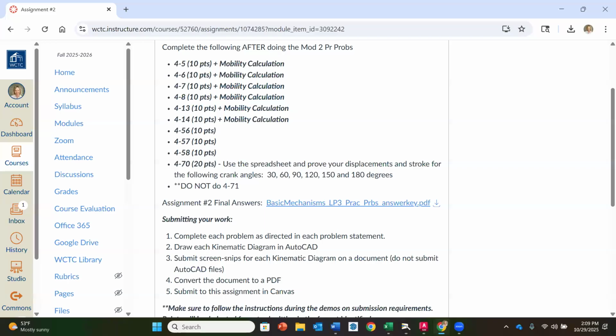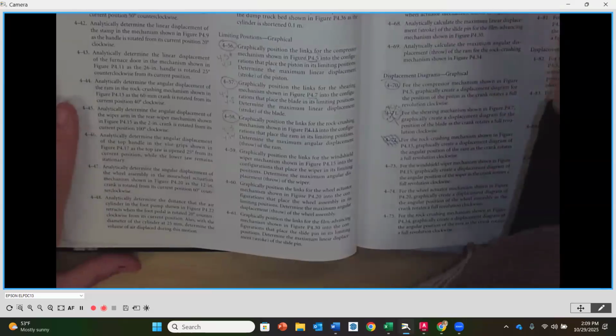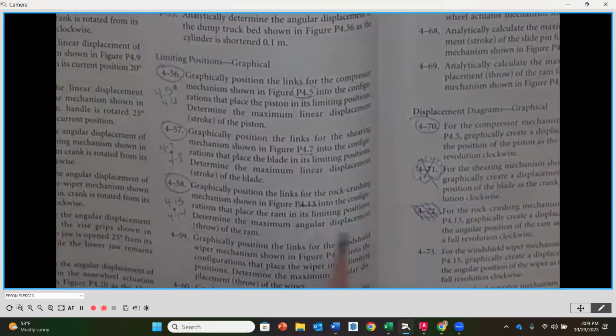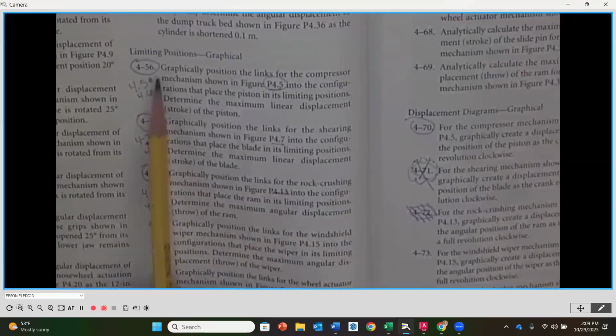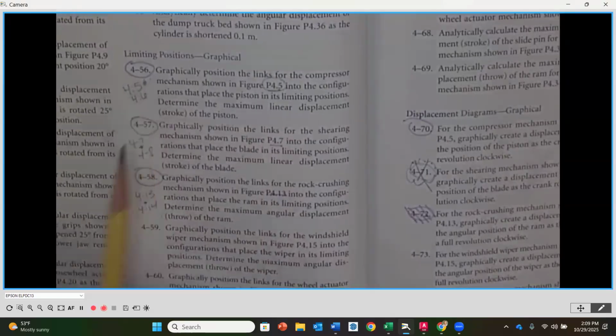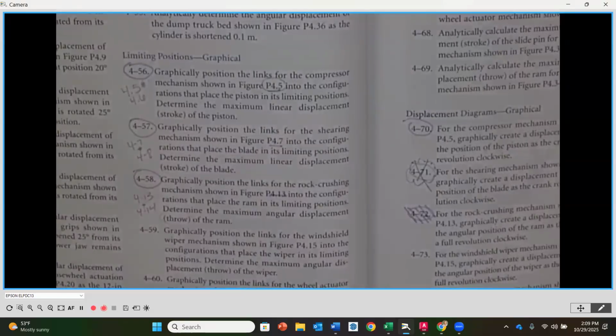Then the next problems that you have are going to be 5.6, 5.7, and 5.8. We turn the page a couple times, okay? We're going to go to page 106. And in this section right here, it's called limiting positions graphical. For 5.6, you're going to graphically position the lengths of the compressor mechanism. You did that compressor mechanism in 4.5 and 4.6. Okay, it's the first two that you did.